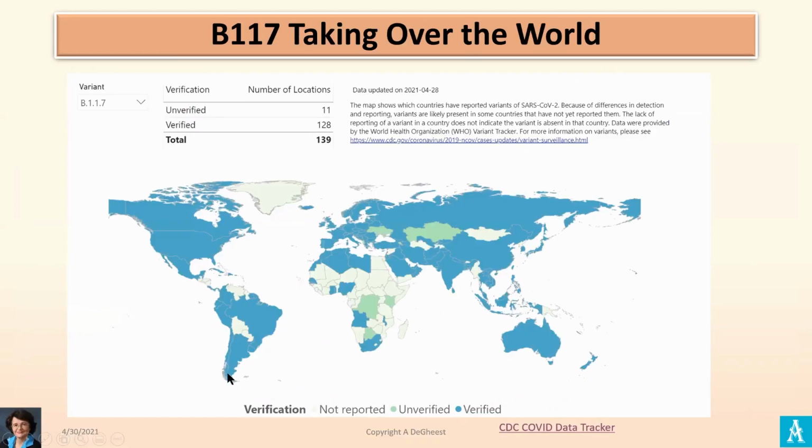So B117 in 4 months has pretty much taken over the world. Very, very, very fast. And what we don't want is this Indian mutation to travel back and take over the world, because that one is a concern. We know the mRNA vaccines are effective against B117.